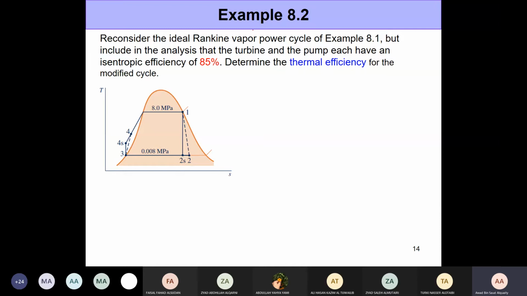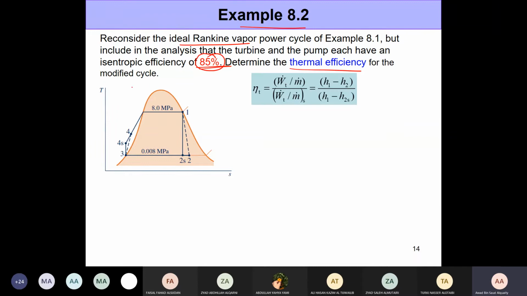So in this example 8.2, we need to reconsider the ideal Rankine cycle that we just did for 8.1. But here we need to consider that the turbine and the pump both have isentropic efficiency of 85%. We just need to determine the thermal efficiency for this new cycle.